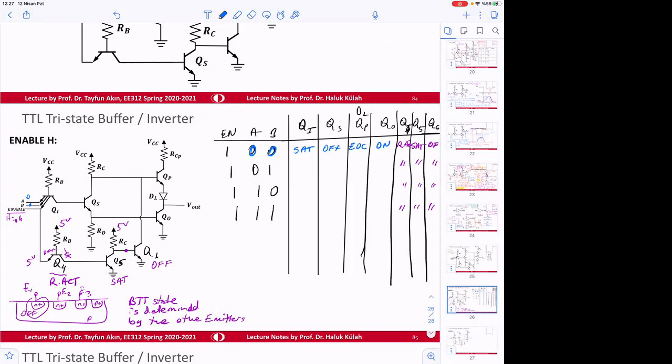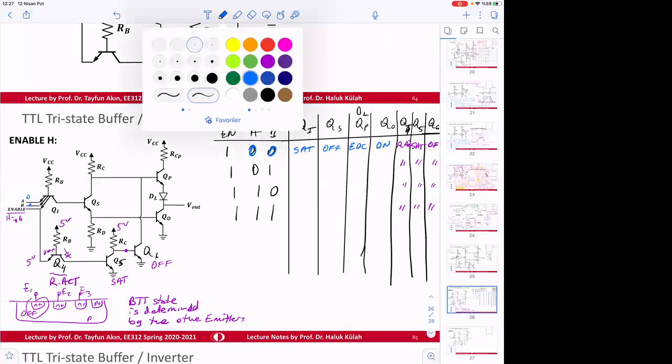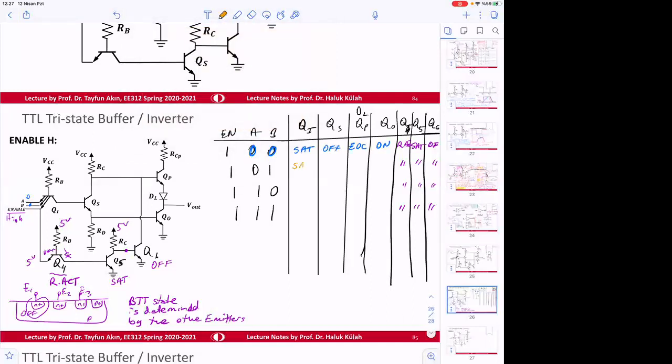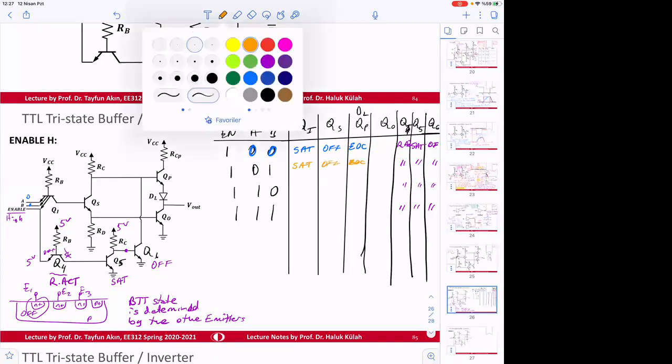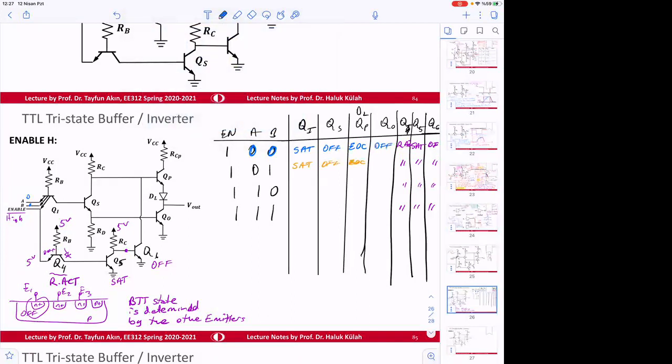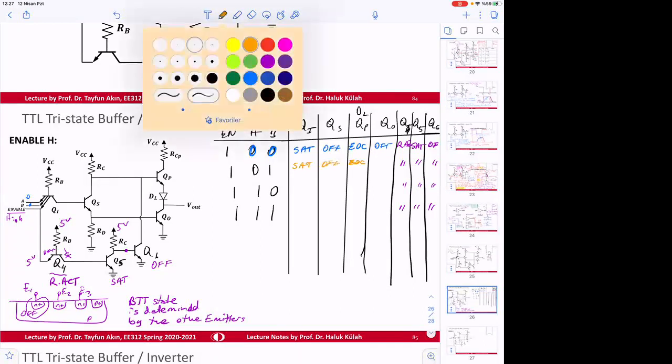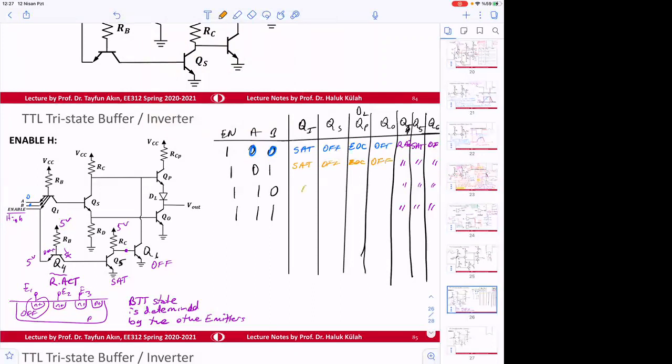For the other case, still this is going to be in saturation, at the edge of conduction. I made a mistake here, I guess. This is going to be off also. This is going to be also off.